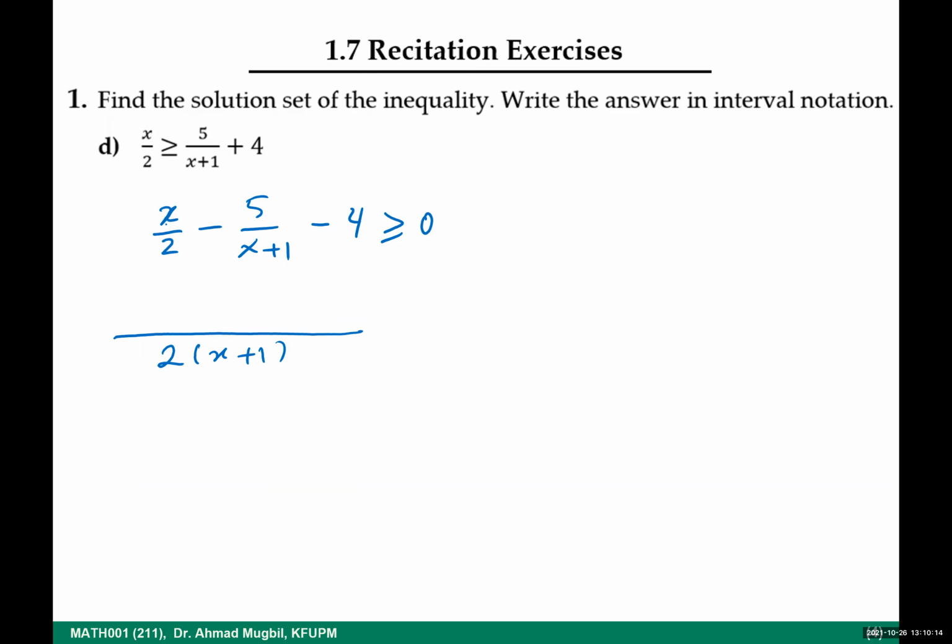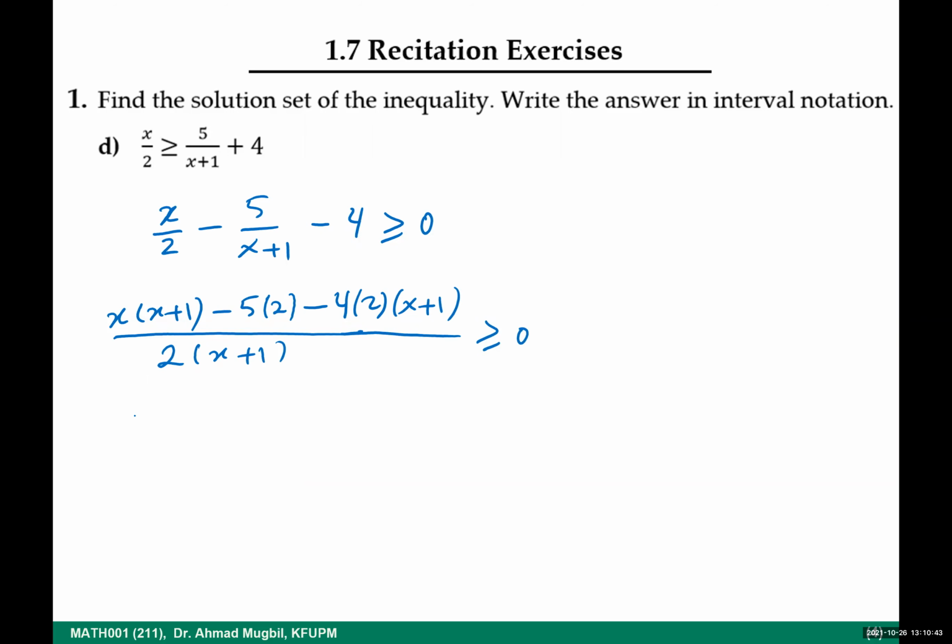Now, for this denominator to be the same as this, it needs to be multiplied by x plus 1, right? We need to multiply it by x plus 1, minus 5. 5 has x plus 1 in its denominator, so it needs to be multiplied by 2. Minus 4. 4, in fact, needs to be multiplied by both, by 2 and by x plus 1. All greater than or equal to 0.